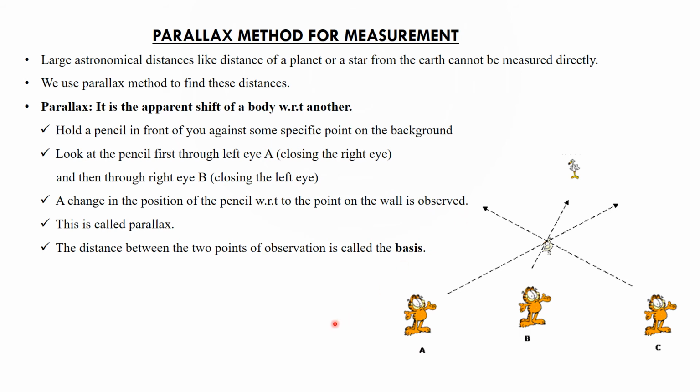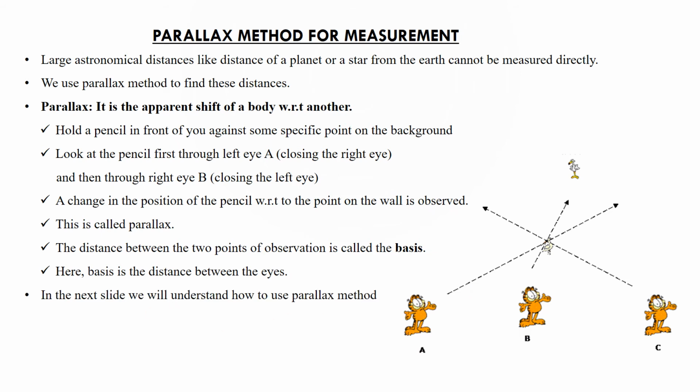The distance between the 2 points of observation, that is A and C, is called the basis. In case of the eyes, it is the distance between the eyes. In the next slide, we will understand how to use the parallax method to find distances between astronomical objects.